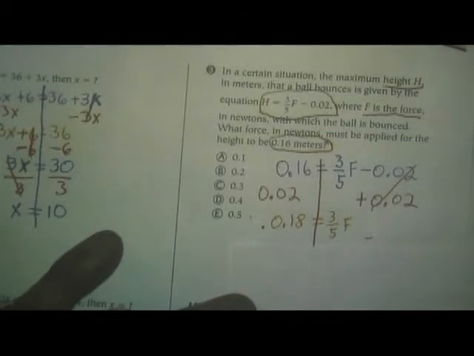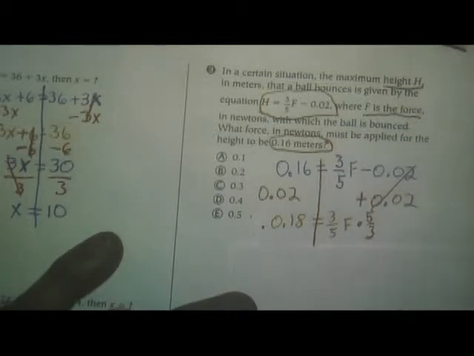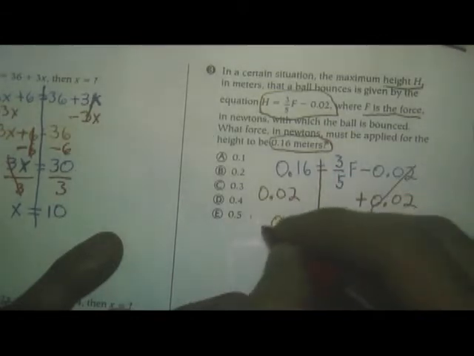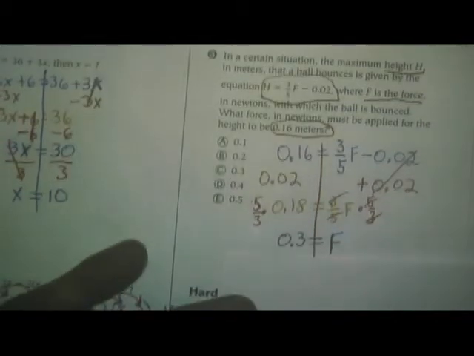Now, to divide both sides of the equation by 3/5, I'm actually going to multiply by the inverse of 3/5, which is 5/3. These cancel, multiply by 5/3, gives us 0.3, or 3/10, equals F. So C.